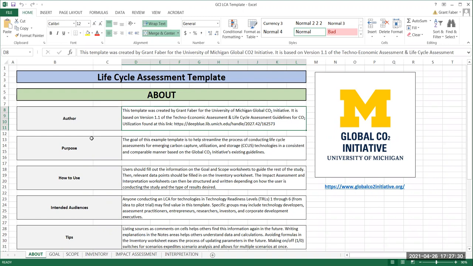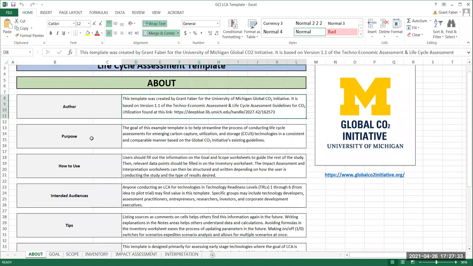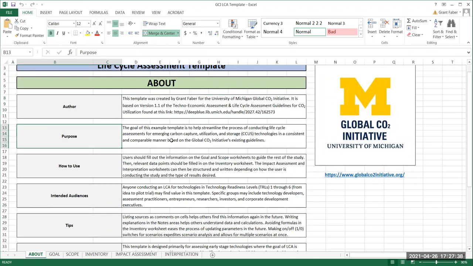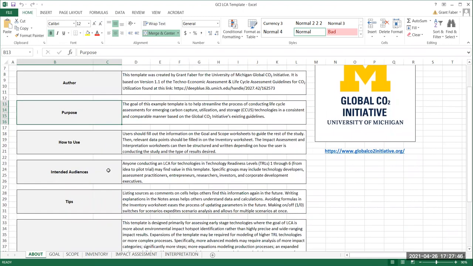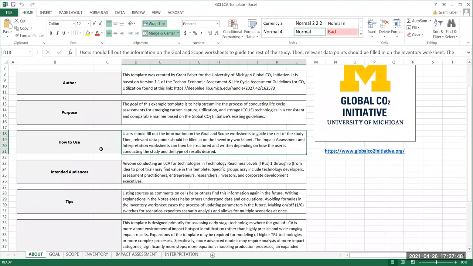Again, this first worksheet is just the About page. It provides some background on the template. The goal is to help streamline the process of conducting LCA for emerging CCUS technologies based on the Global CO2 Initiative's guidelines and the recommendations laid out within. In terms of how to use it, you fill in the different boxes in the goal and scope worksheets, go to the inventory and insert relevant data, perform the impact assessment, and then interpret the information and write up conclusions in that final worksheet.